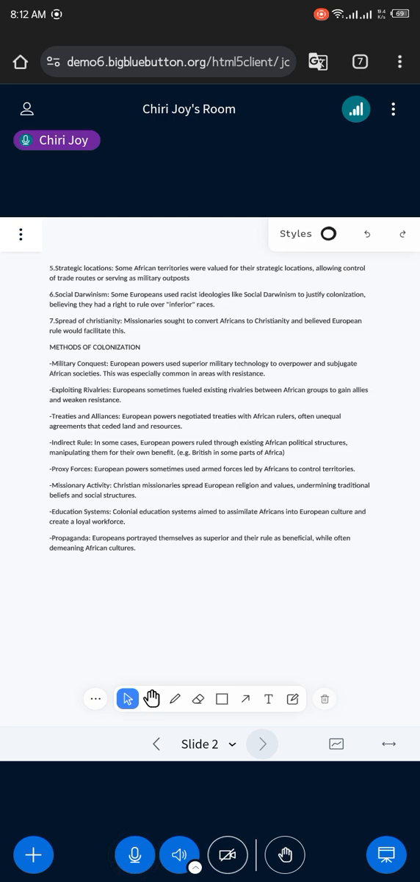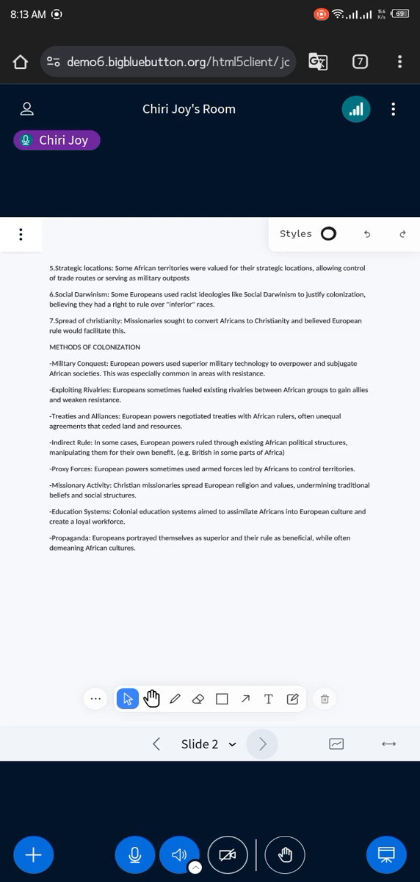Another one is proxy forces. European powers sometimes used armed forces led by Africans to control territories. The next one is missionary activity. Christian missionaries spread European religion and values, undermining traditional beliefs and social structures. Another one is education system. Colonial education system aimed to assimilate Africans into European culture and create a loyal workforce.